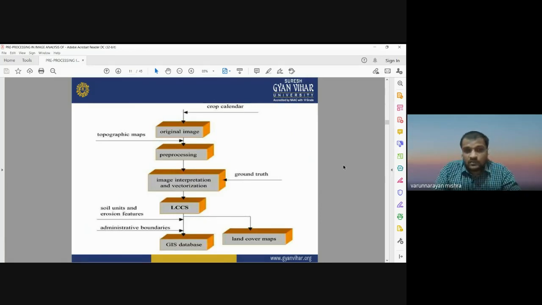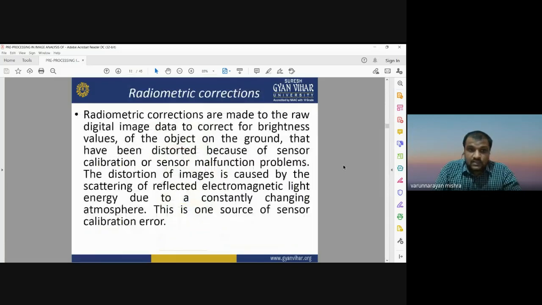So radiometric correction, what is radiometric correction? The radiometric corrections are made to the raw digital images, whatever digital images you have downloaded. There is a requirement of the radiometric correction to correct for the brightness values.